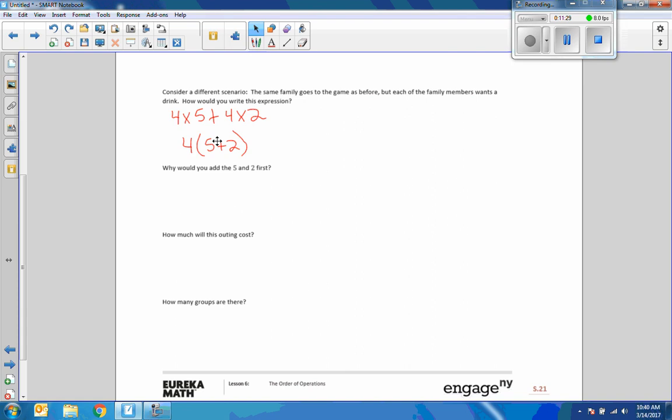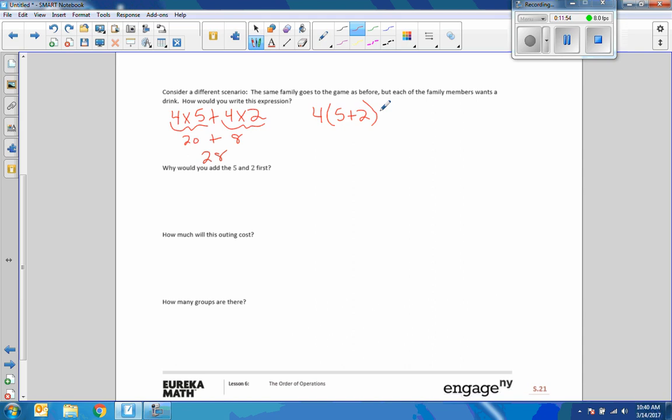Let me move this over here. These are 2 correct answers. And now we're going to start getting into factoring and distribution property. So 4 times 5 plus 4 times 2, this would tell me to multiply first. 4 times 5 is 20, plus 4 times 2 is 8. 20 plus 8 is 28.